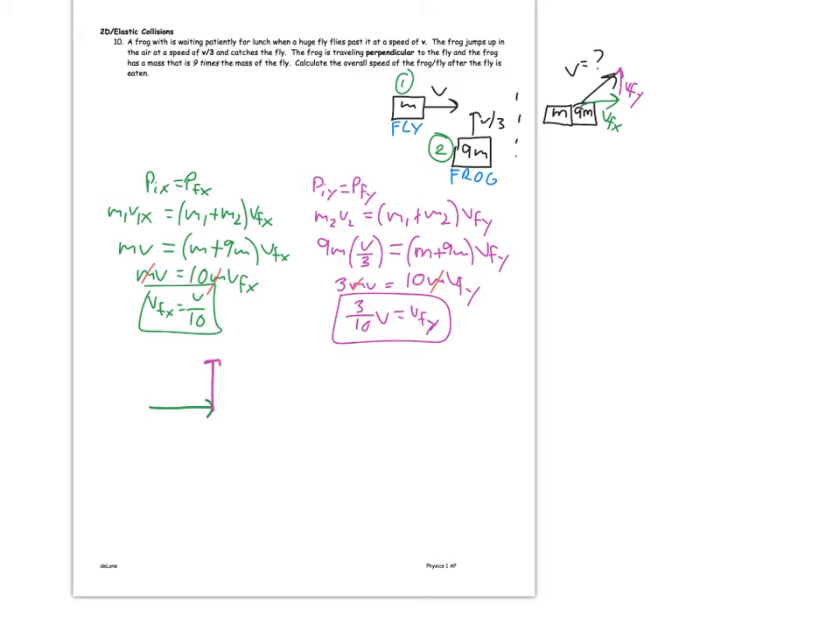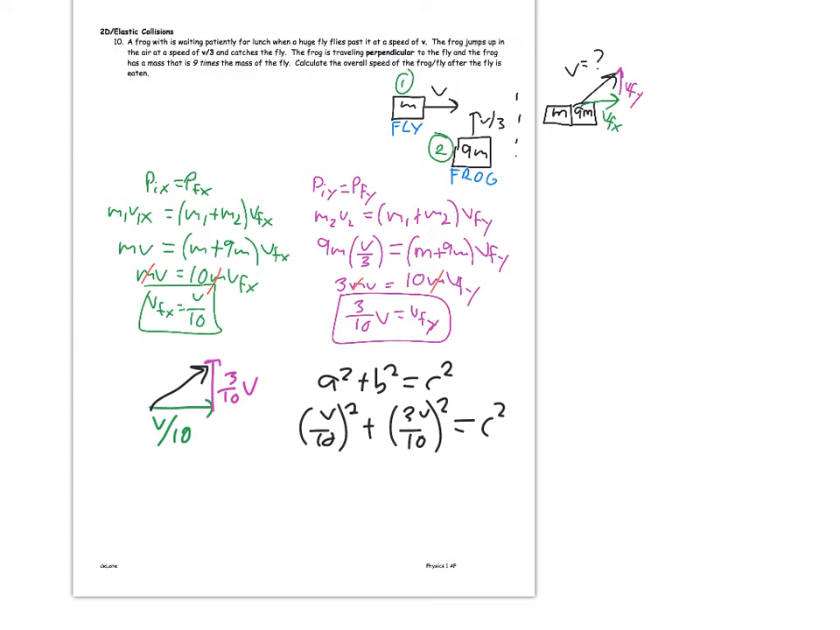We're now going to put these components together. So we have our x component, which is v over 10, our y component, which is 3/10 v, and we're going to find the magnitude of that overall velocity by doing the Pythagorean theorem here. And so we have (v over 10) squared plus (3/10 v, which is really 3v over 10) squared equals c squared. When we combine that, we get v squared over 100 plus 9v squared over 100 equals c squared. That combines to be 10v squared over 100.